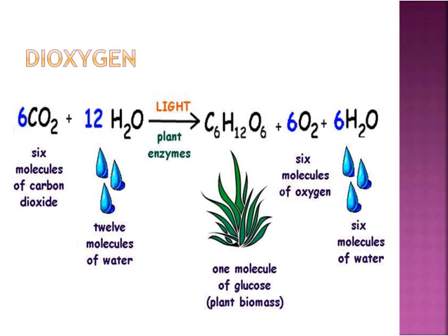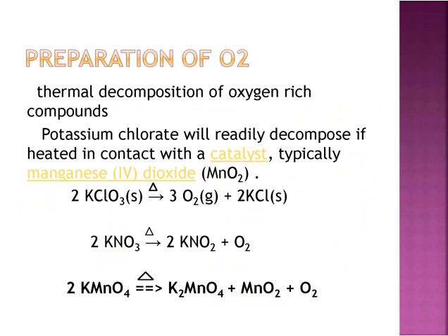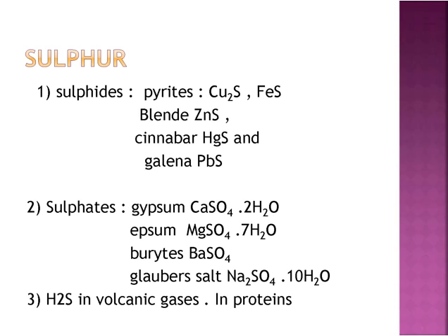Now these are few reactions of oxygen. How can you prepare oxygen? From KClO3 you can prepare oxygen. Now the next element of this group is sulfur. As you know, sulfur exists in the form of sulfides, sulfates, H2S in volcanic gases, and in proteins.